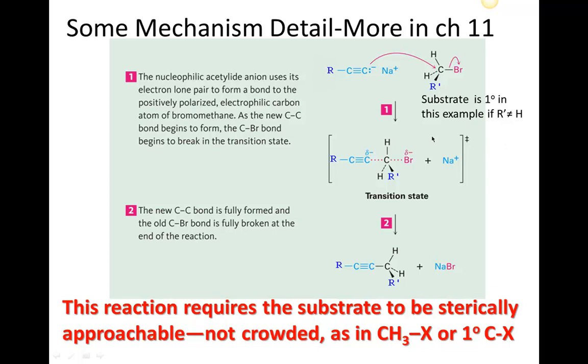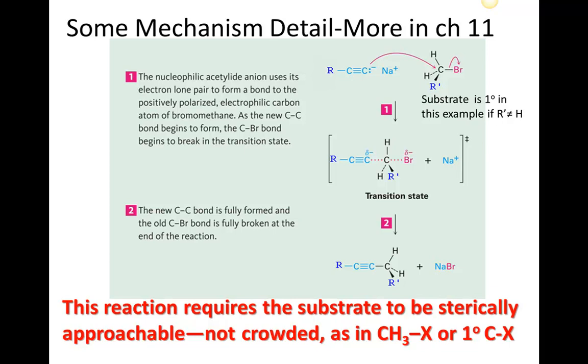But what it can't be is too crowded. So this substrate, and we're referring to this guy right here, has to be able to be approachable from the back side. You notice how they've drawn this coming in from this side, opposite to where the bromine is leaving. We're going to talk about that detail of that mechanism in Chapter 11. What you need to know right now is that this carbon in this substrate can't be too crowded. So it's going to work fine if you talk about a methyl bonded to a halogen, or a primary carbon bonded to a halogen. Sometimes secondaries work, but you kind of have to take those on a case-by-case basis.